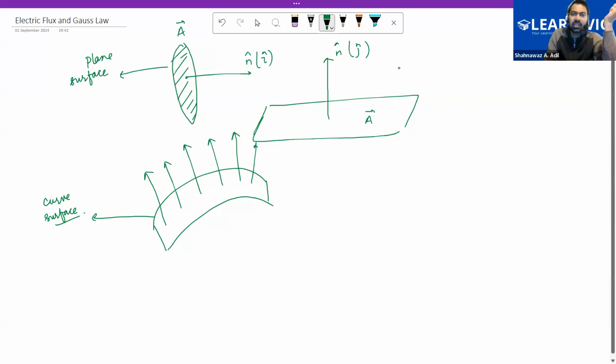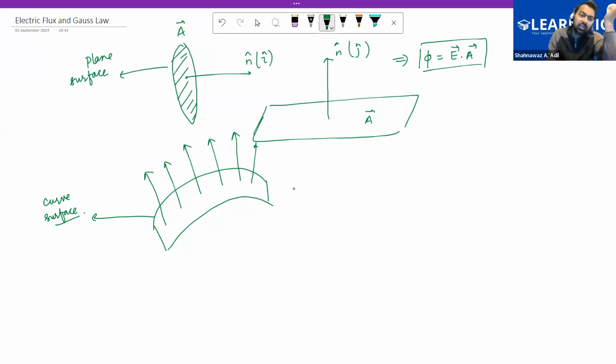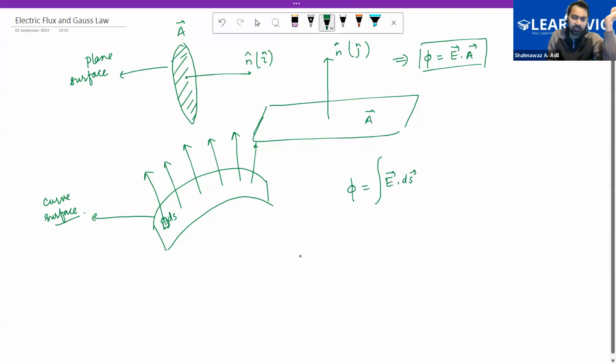So for a plane surface, we directly take flux to be simply E dot A, because the area vector has only one direction, right? But for a curved surface, what do we do? For a curved surface, we consider a small surface element, dS, and then we integrate this thing. So we calculate the flux as E dot dS and then integrate it. Is it clear?